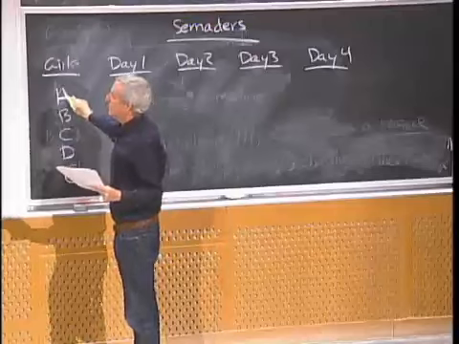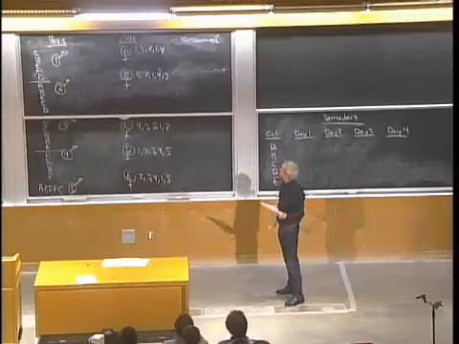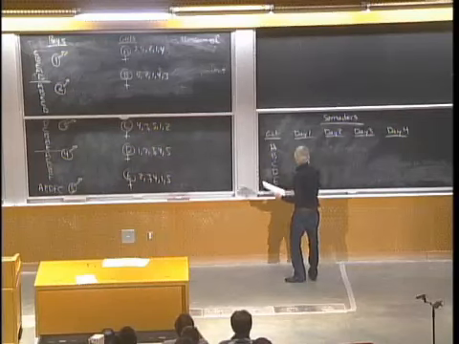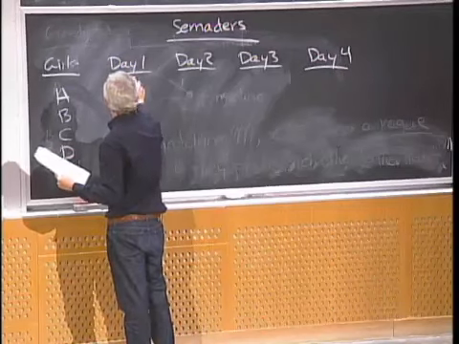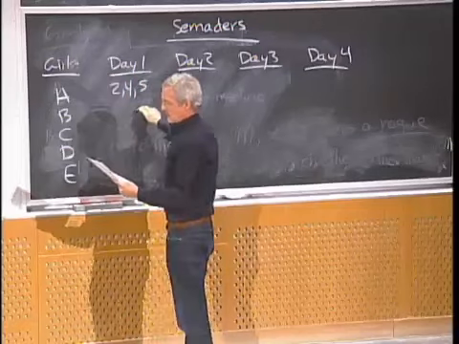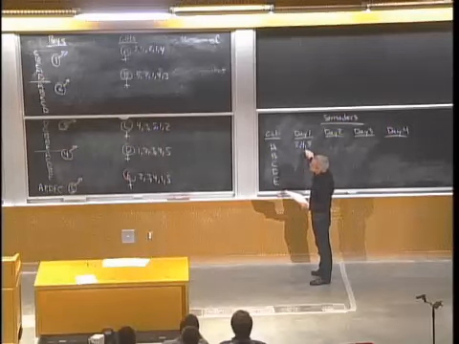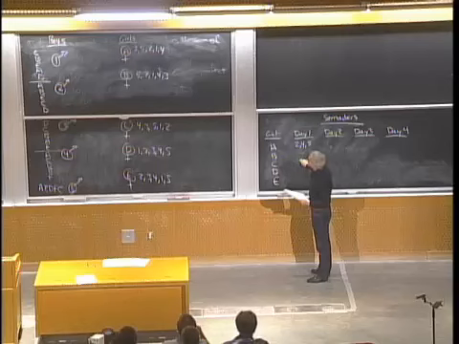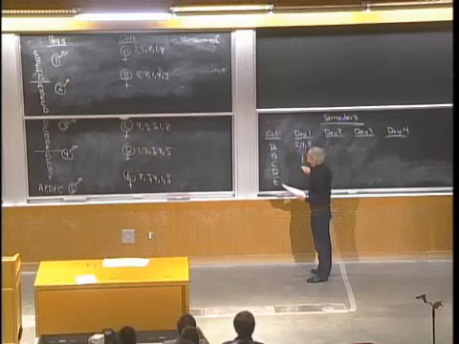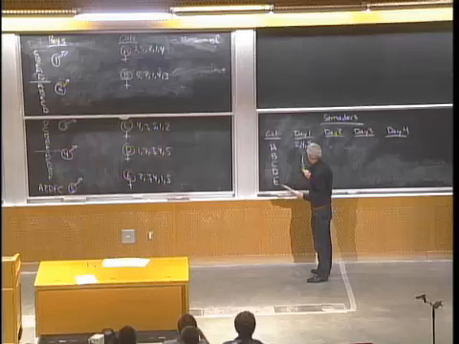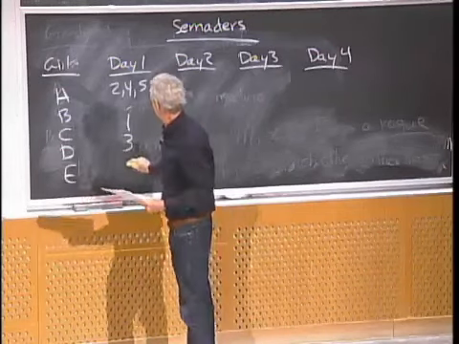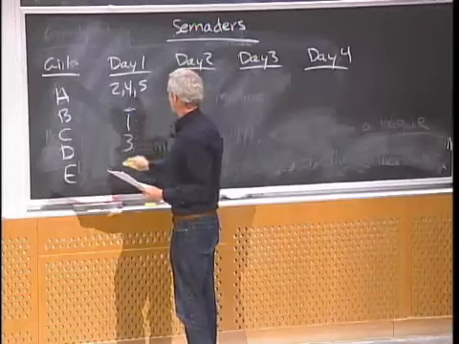Who is under girl A's balcony on day 1? 2, 4, and 5 each like girl A the best. So she's got a lot of activity. These 3 boys show up. Anybody under girl B's balcony? No, nothing there. C. Does C have anybody? Boy 1, yeah. D. 3. And E. I don't think there's any action, right? Nope. All right, so that's the status on day 1.